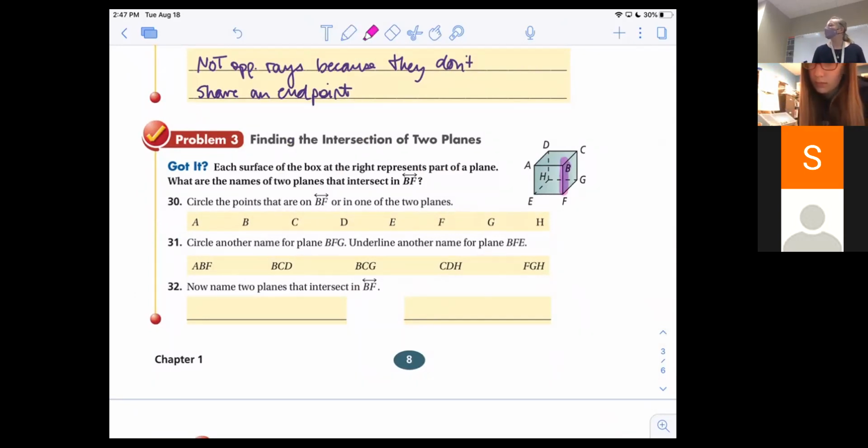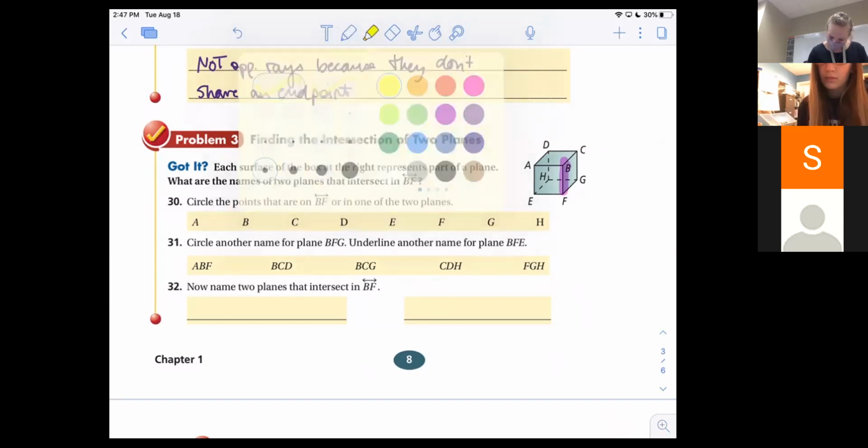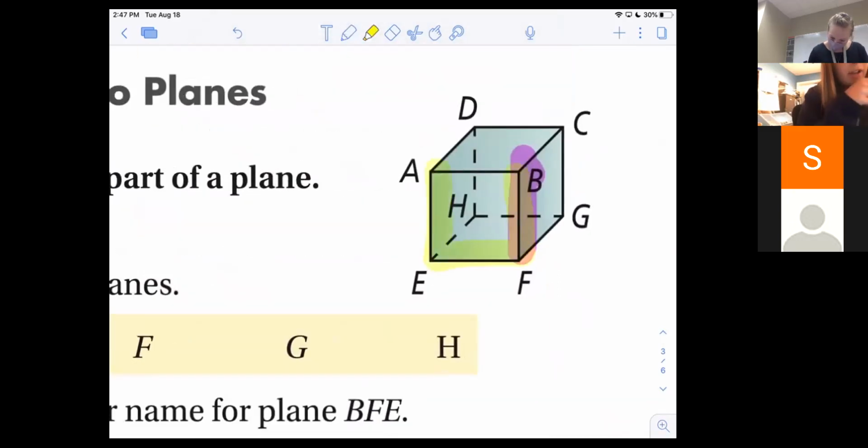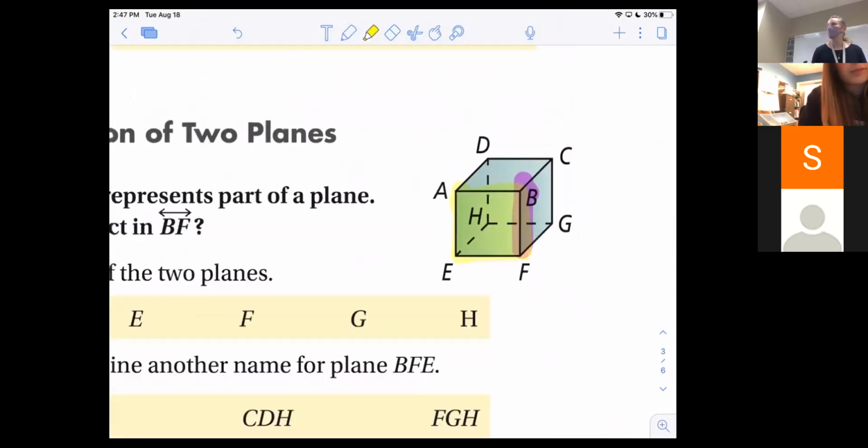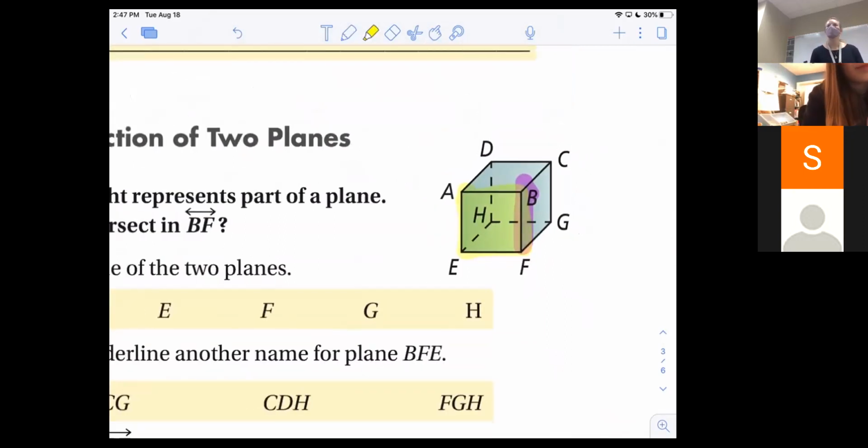Which 2 planes intersect BF? Who's got one of them? Eli? AEF. AEF. So this guy right here. Who's got another one? Caleb? CGF. Awesome. These guys right here. And I'll put that pink highlight over it again. Perfect. So those yellow planes intersected it.